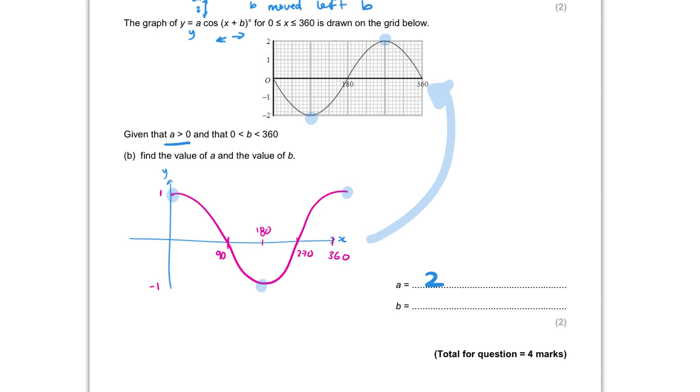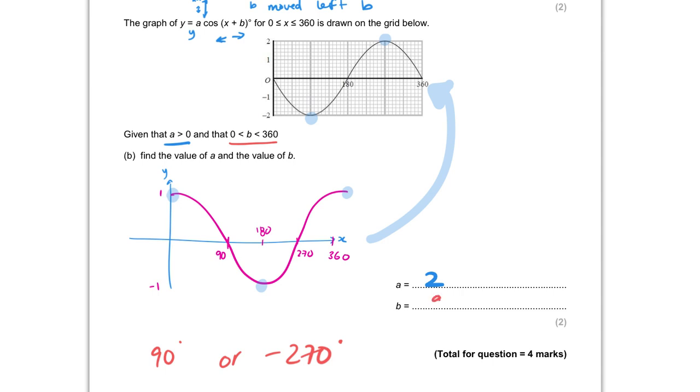So you guys gave me two answers. You said it could be 90 degrees or -270 degrees. Both are correct. However, the question says that B has to be in between 0 and 360. So it has to be positive and less than 360. So well done for thinking outside the box. Make sure we read the questions to really understand.